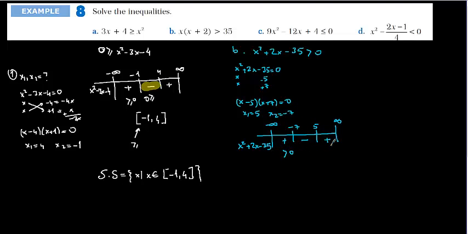This is the greater than 0 interval, so these are the intervals I'm going to take. I'm going to shade those intervals first, then I'm going to write the solution set with respect to these intervals. This is the shaded interval that I want.